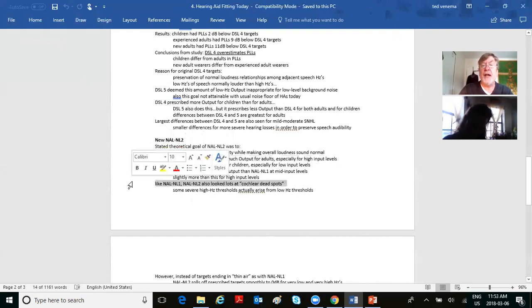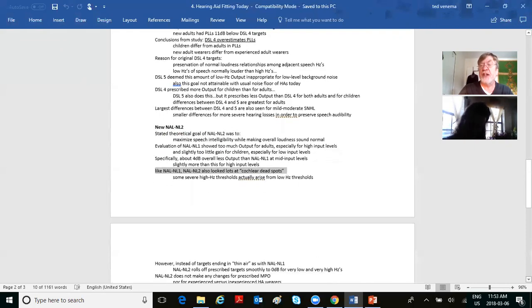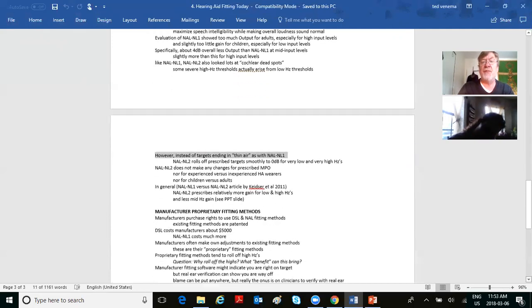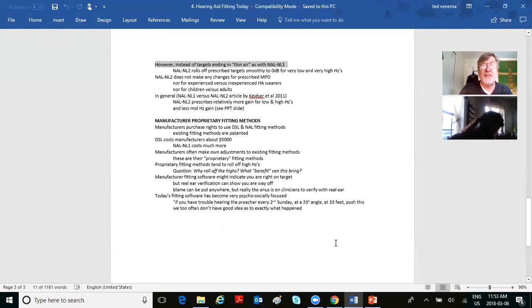Like NAL-1, NAL-2 also looked at cochlear dead spots, but basically they said, we've got to just change our targets a little bit. Here it is. Instead of targets ending in thin air, NAL-2 gently rolls off the targets so they go all the way out. So basically NAL-2 offers a little bit more amplification in the lows and very highs and less in the mids. And then you've got these guys.